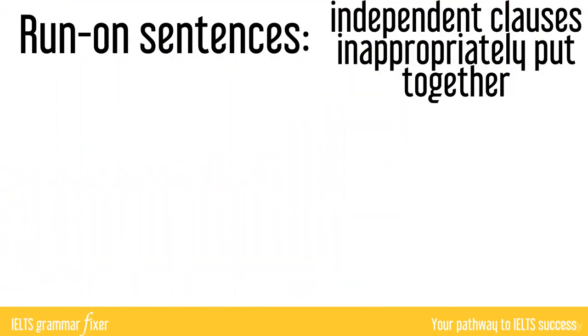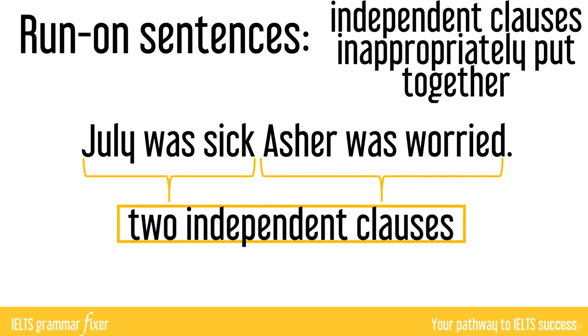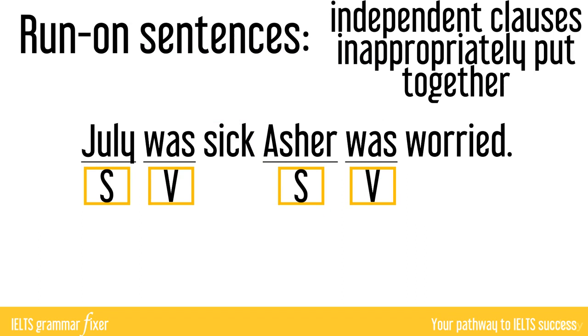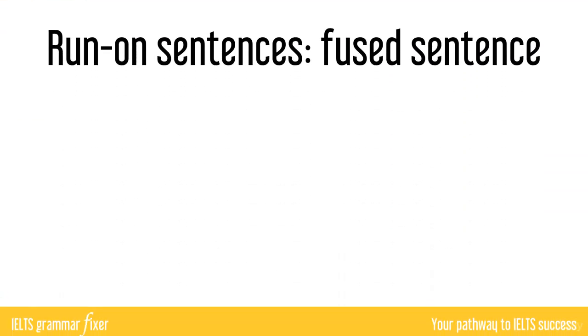Let's have a look at run-on sentences first. Run-on sentences occur when more than one independent clause is inappropriately put together as one sentence without a punctuation mark. An independent clause has a subject and a verb in it, and it can stand alone as a sentence, expressing a complete thought. There are two types of common run-on sentences, namely fused sentences and comma splices.